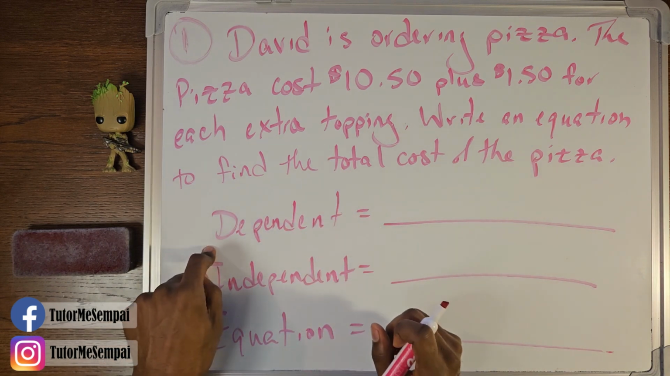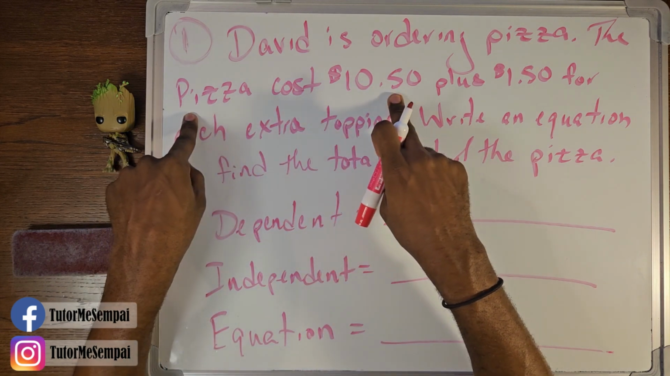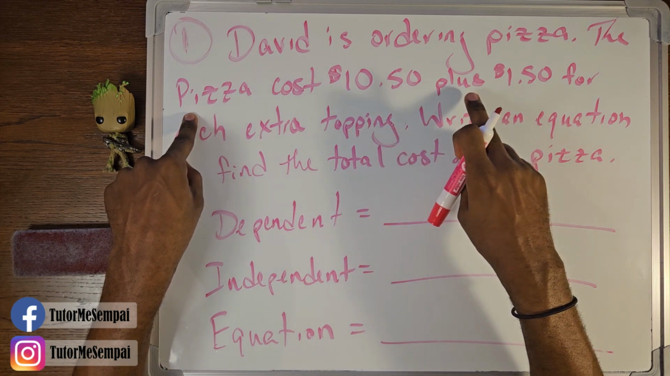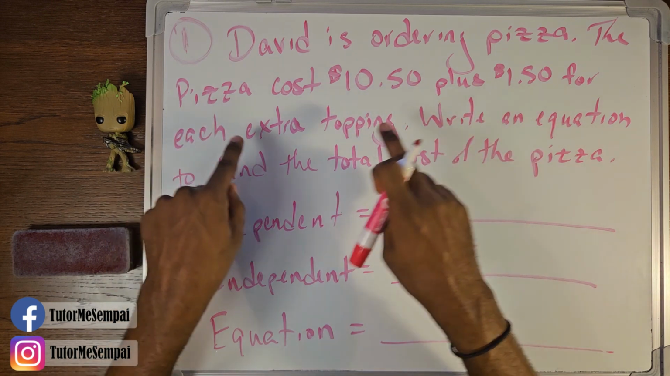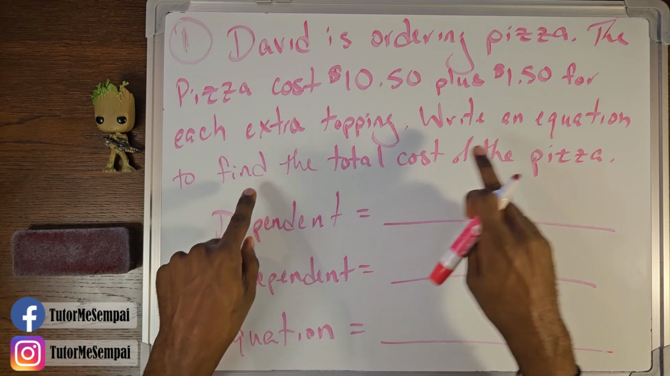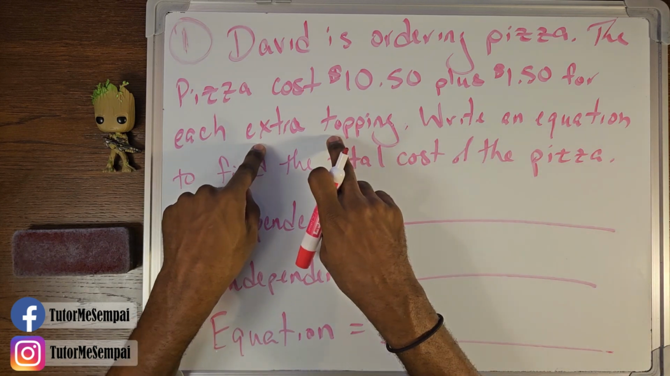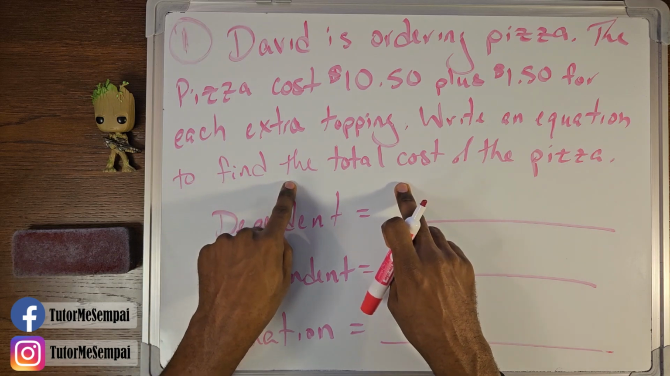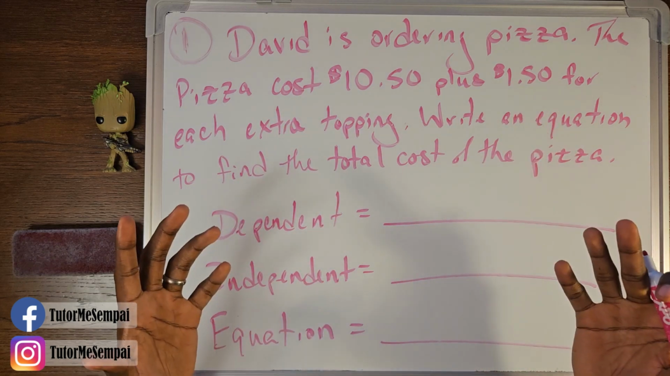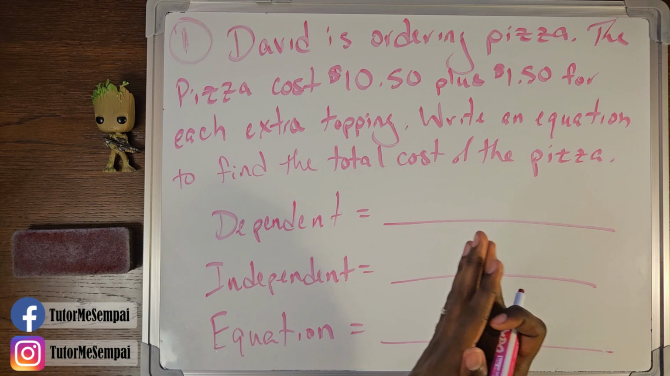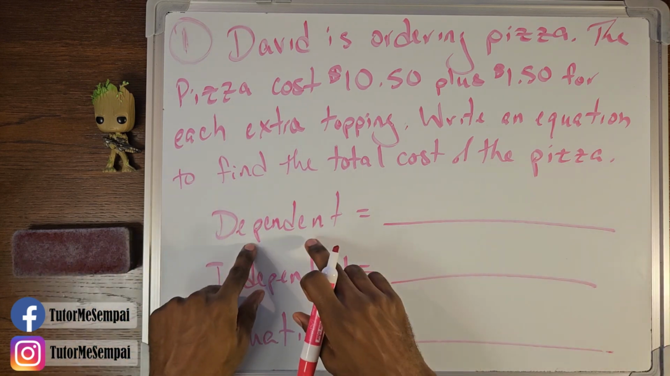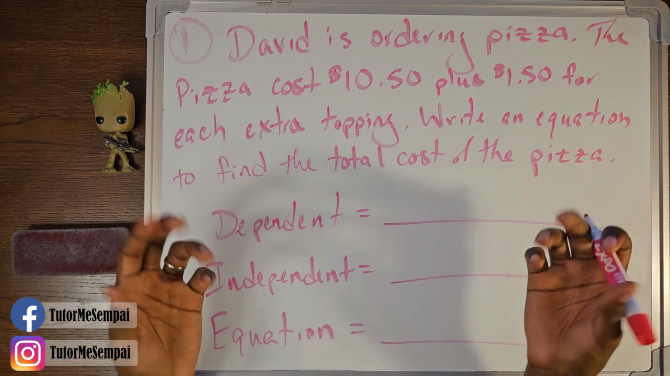So let's look a little bit closer. Well, we see that the pizza is going to cost $10.50 and it's going to be an additional $1.50 for each extra topping. And we want to write an equation for the total cost. So we have extra toppings and we have total cost outside of these two numbers. Those are some things that seem like they can change. All right, so which one of those is going to be our dependent variable? Well, which one don't you control?